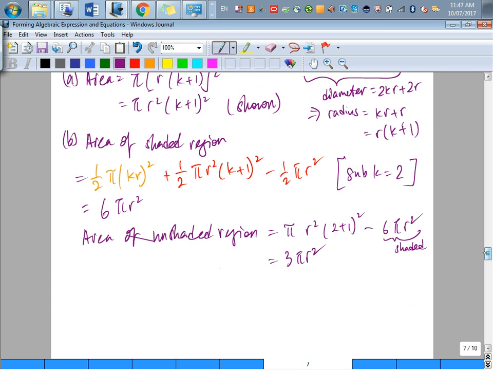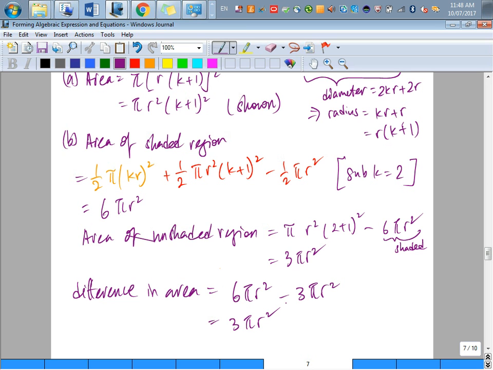So difference in area equals to 6 pi r square minus 3 pi r square. You get 3 pi r square. Just do it systematically.